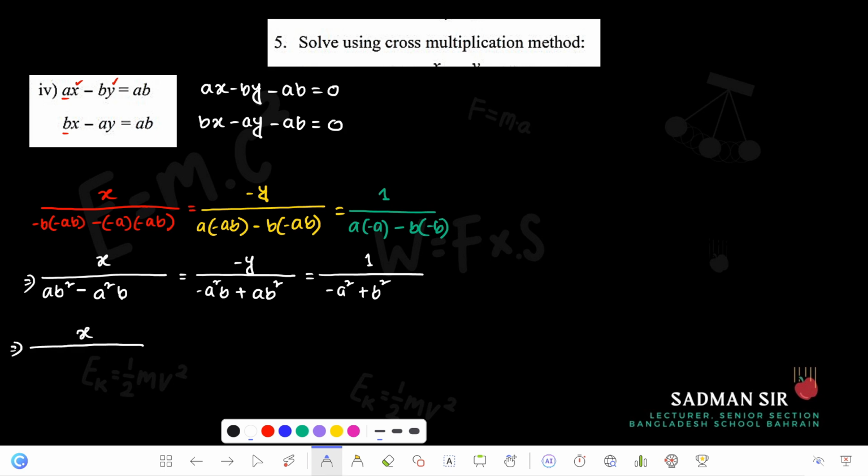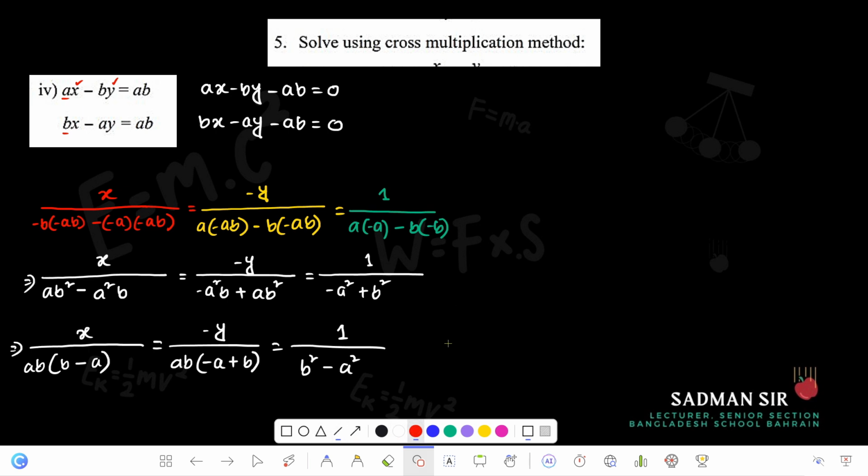Then x divided by, from here we can take ab common. If I take ab common, here we have one b extra, so b, minus here we have one a extra, so a, equal to minus y divided by, from here also we can take ab common. So we have one a extra here and there is minus, so minus a, and then we have plus, so we have b extra, so we will write b, equal to 1 divided by, if I write the positive thing first, like b square first, and then I write the minus a square, then there is no problem, we can do that. Okay, now continuing our calculation, let us make a condition here.